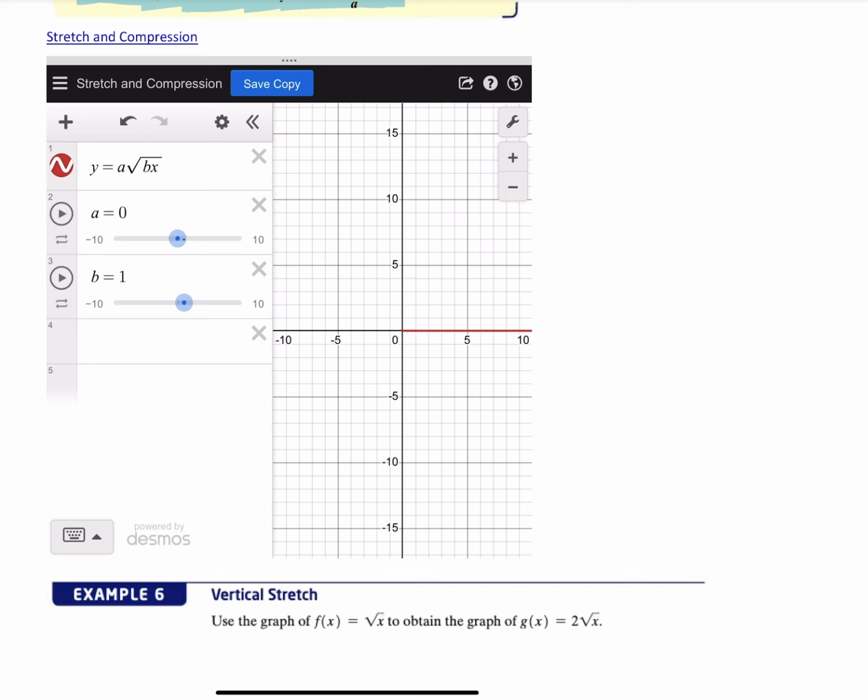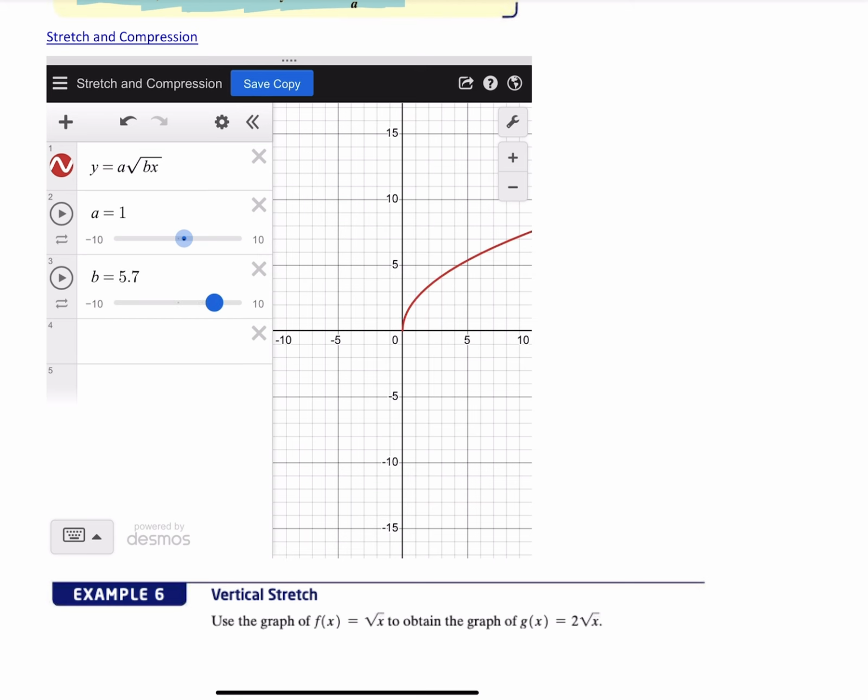So pretty cool. And then for b, this is inside the function. Let me bring a back to 1. For b, this is technically a horizontal compression. It's squishing it in horizontally, which visually ends up looking a lot like a vertical stretch. Then as b gets closer to 0, it will also flatten it out. But then negative, notice it flips it across the y-axis. So slightly different behavior.